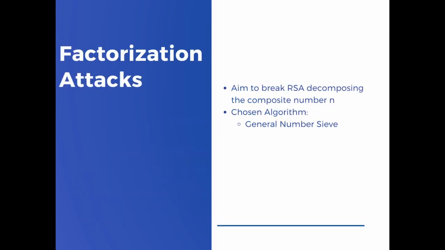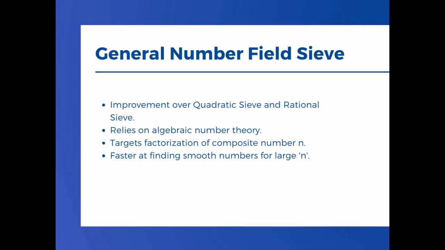Let's dive into our first category, factorization attacks, which aim to break RSA by decomposing its key component, the composite number n. Specifically, we're looking at the general number field sieve, or GNFS. This is an advanced algorithm that improves upon its predecessors like quadratic and rational sieves. It's designed for efficiently factoring large composite numbers.